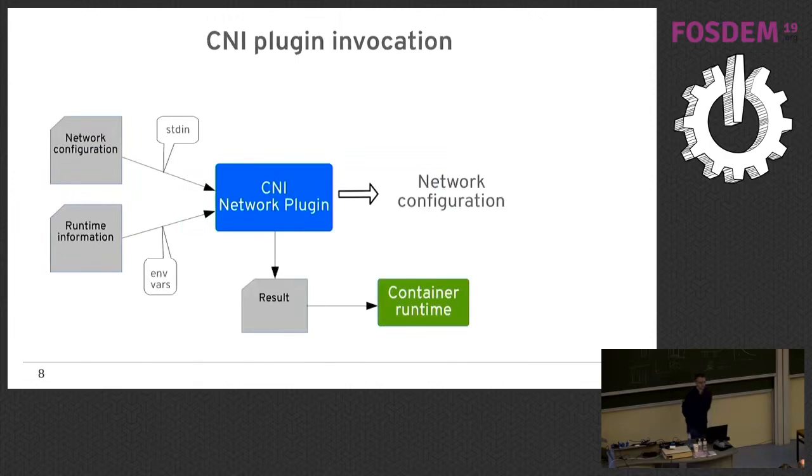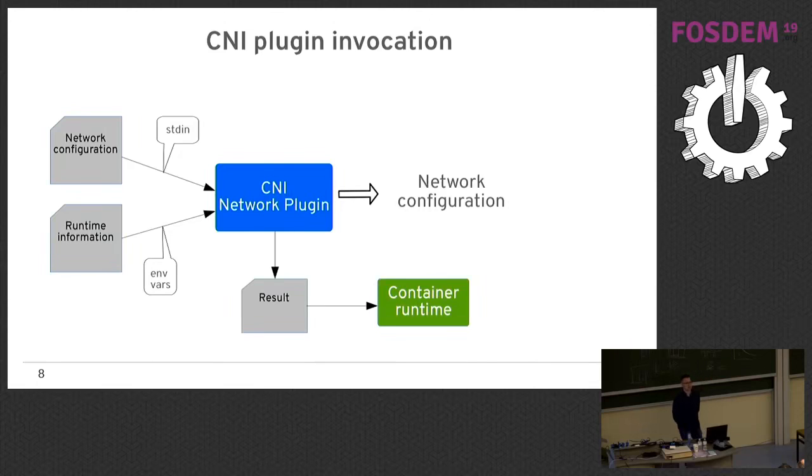The other piece of information is the runtime information. This is the information about the container which is being created. The network configuration, a JSON file, is streamed into the CNI plugin in its standard input. The runtime information is a set of environment variables, such as container ID or network namespace. And this is passed into the plugin as a set of environment variables.